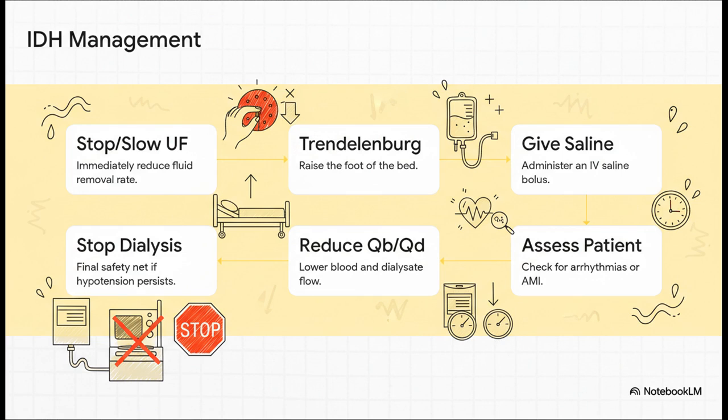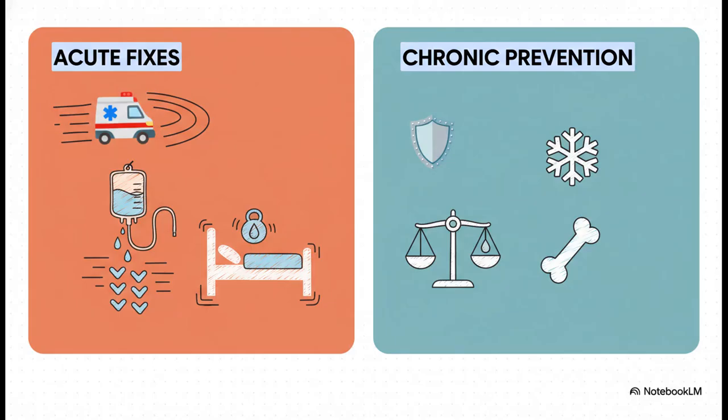Now, while that's running, you're doing a quick assessment. Are there any other causes, like an arrhythmia? If he's still hypotensive, you can reduce the blood and dialysate flow rates. And if nothing works, your final safety net is to just stop the session. Responding in the moment is absolutely key.